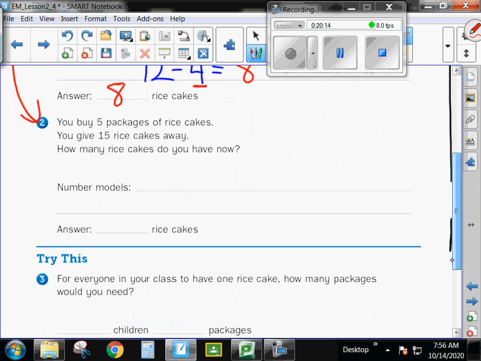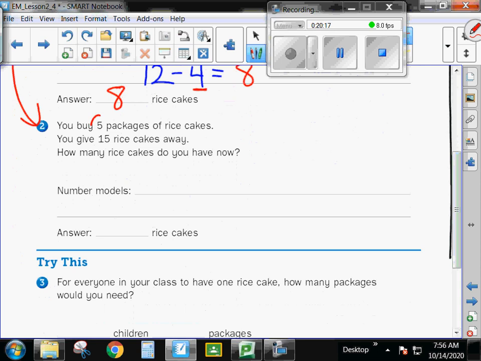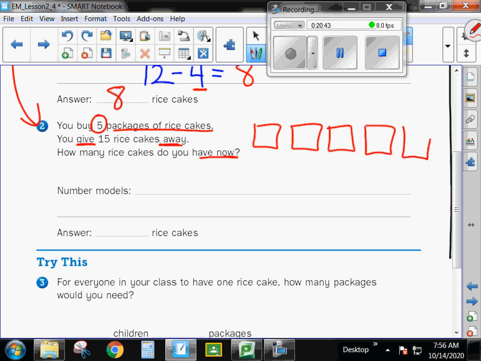All right, now looking at number 2. It says you buy 5 packages of rice cakes and you give 15 rice cakes away. Give away. That's a very big clue, isn't it, of what operation you're going to do. How many rice cakes do you have now? All right, so first, if I start drawing a picture, I buy 5 packages of rice cakes. So here's my 5 packages. Now I had to go back up to those directions. It said that each package has 6 rice cakes. Right there is my first step. So my very first number model should be 5 groups of 6. And then how much does that equal?